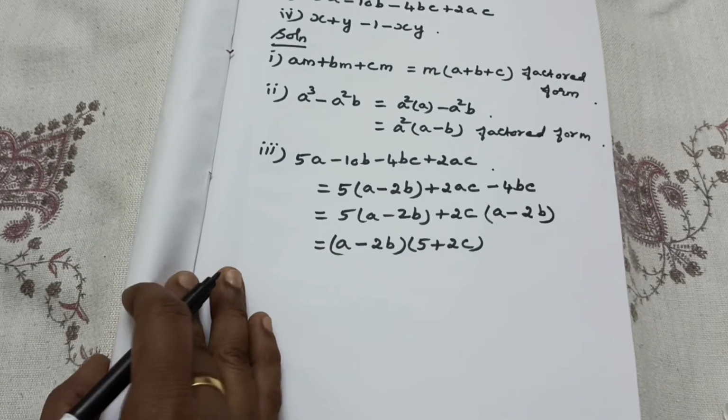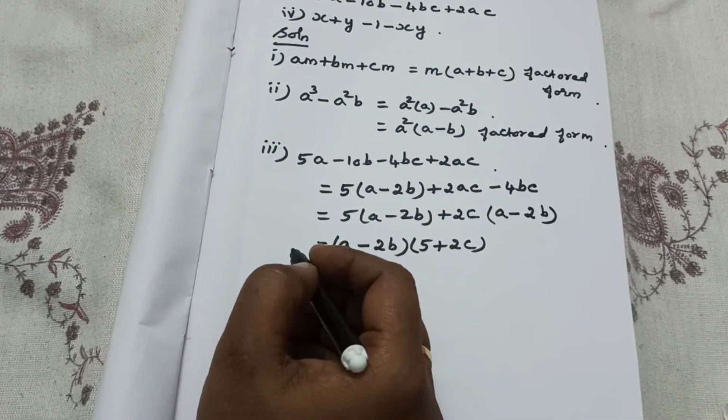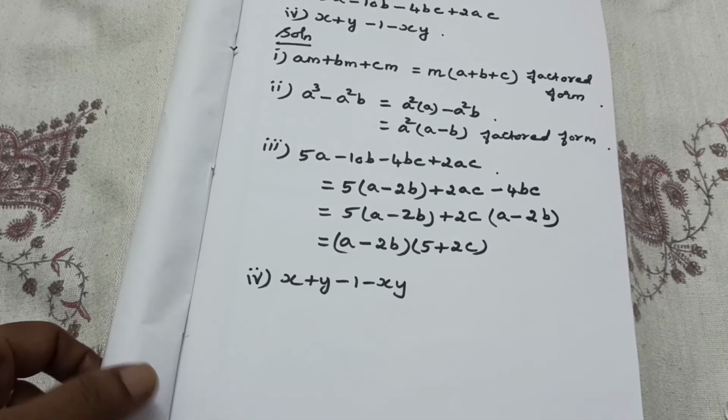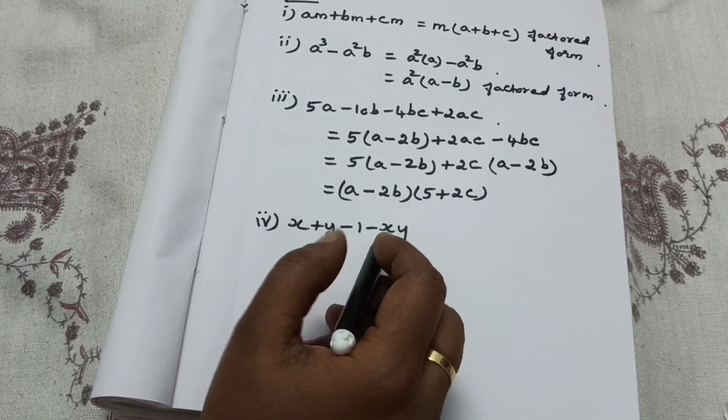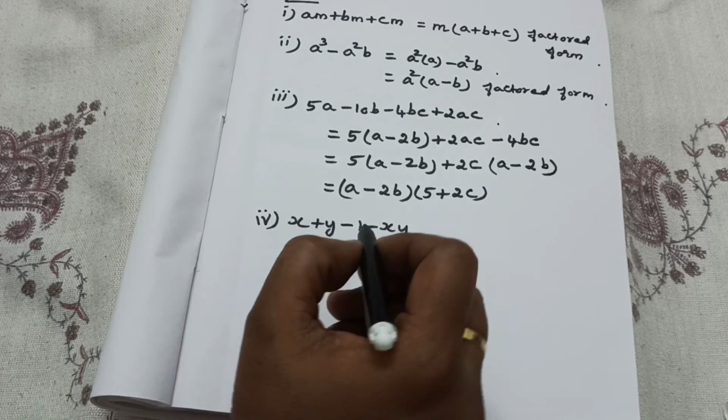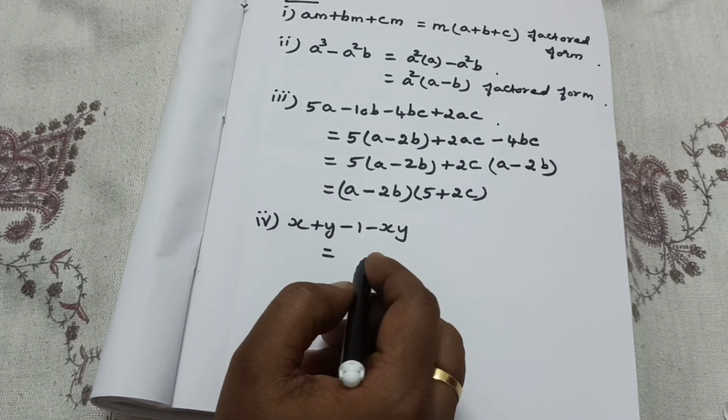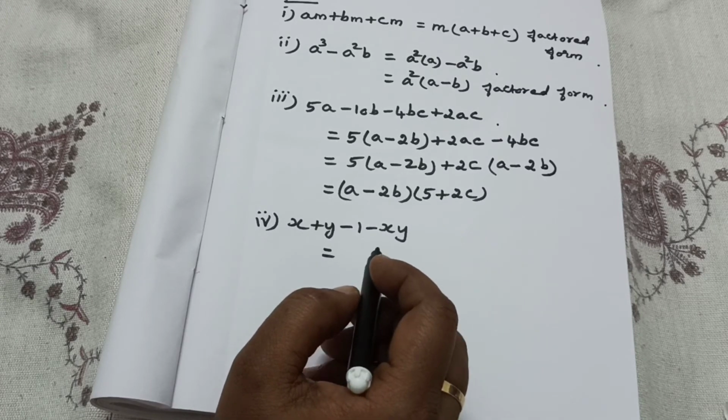Have you understood? Then the fourth one, what is given? The fourth subdivision, x plus y minus 1 minus xy. Equal to, here how can we find it, you say?